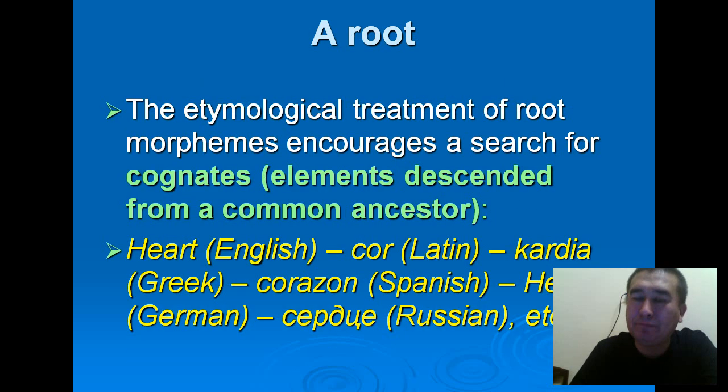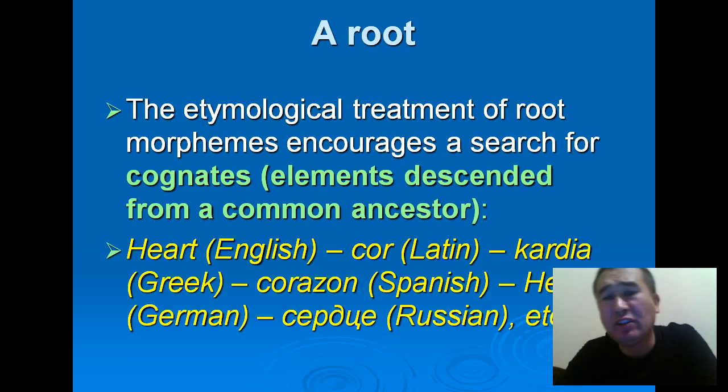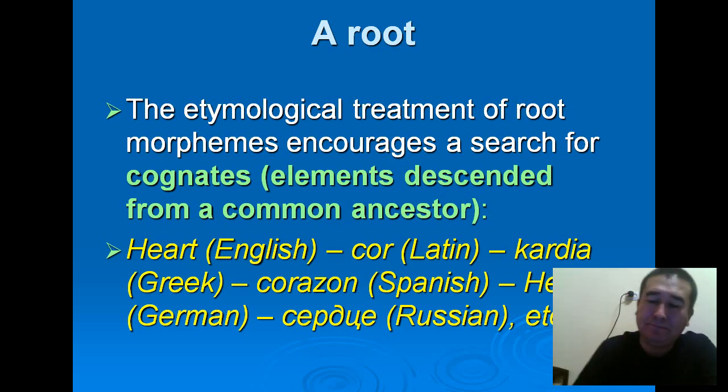It's a root. The etymological treatment of root morphemes encourages a search for cognates, elements descended from a common ancestor. Heart, English; cor, Latin; cardia, Greek; corazón, Spanish; Herz, German; serdtse, Russian, and so on.